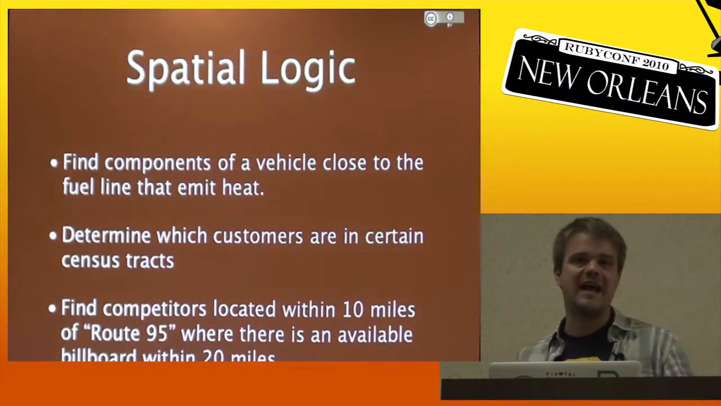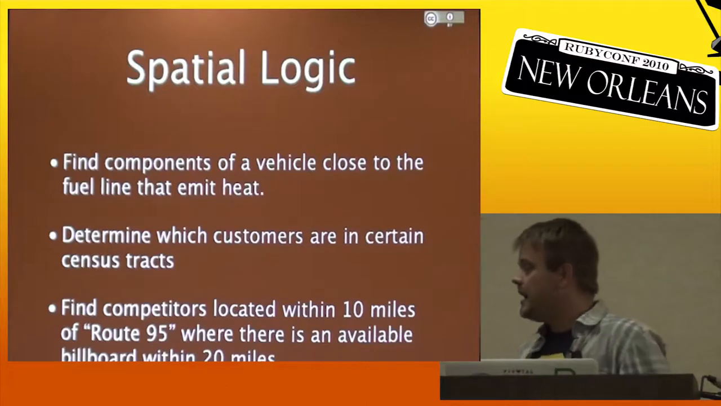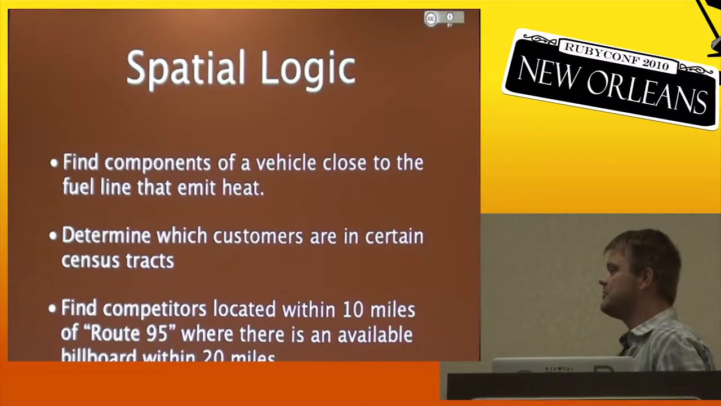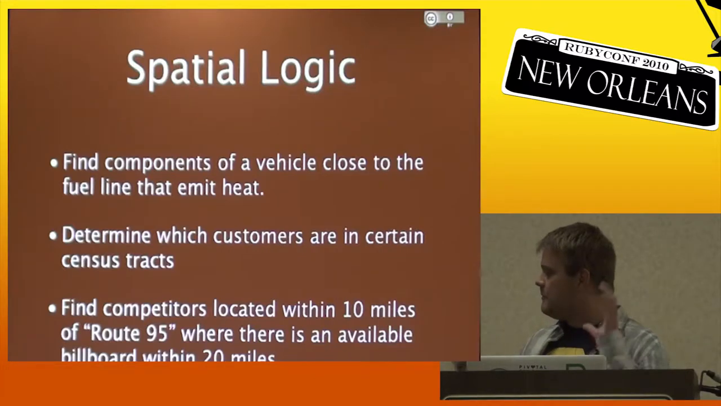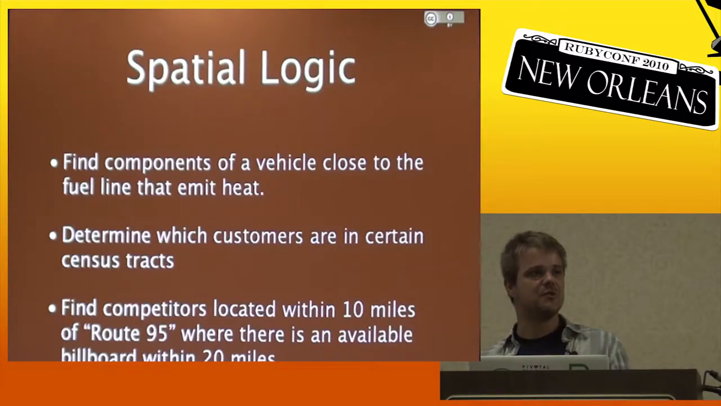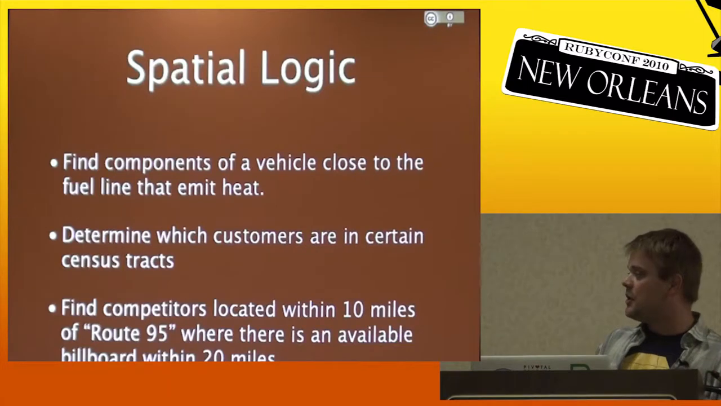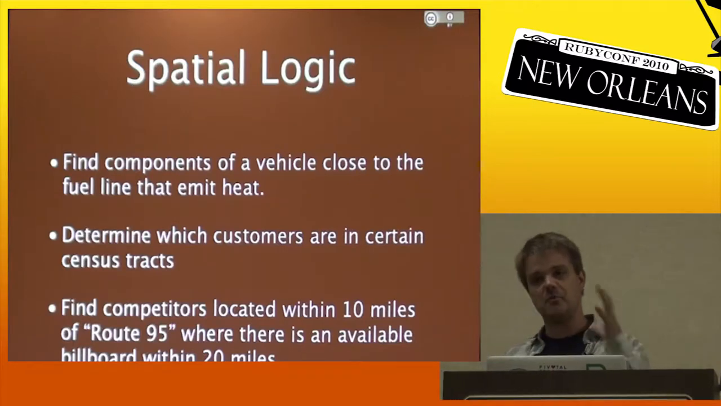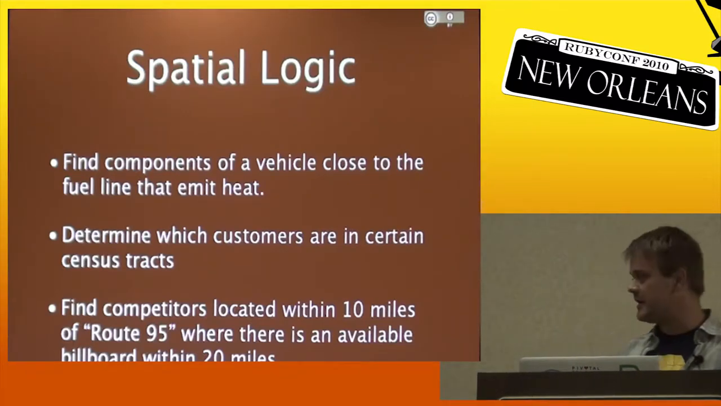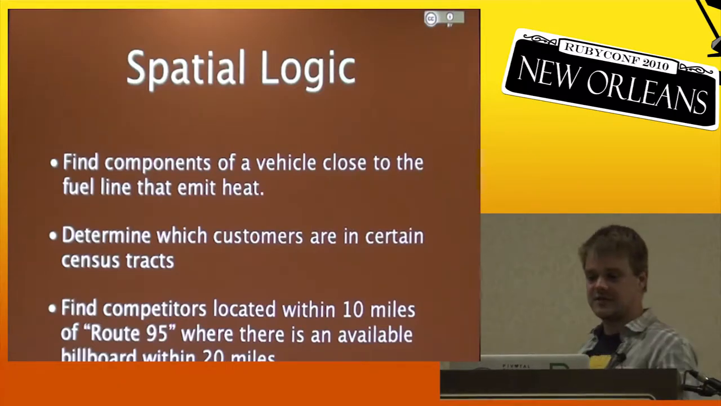So here are some of the kinds of questions you can answer using spatial programming logic. Find the components of a vehicle close to the fuel line that emit heat. Again, it has to do with the distances between things and the relationships and sizes of objects to other objects. And note that it doesn't necessarily have to be about a place on the earth. It can just be the components of a blueprint. If you feed a blueprint into a spatial logic system, you can ask your system questions like this.